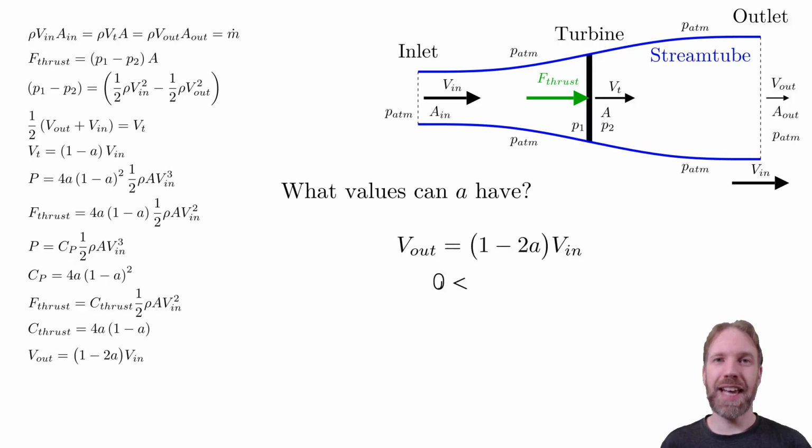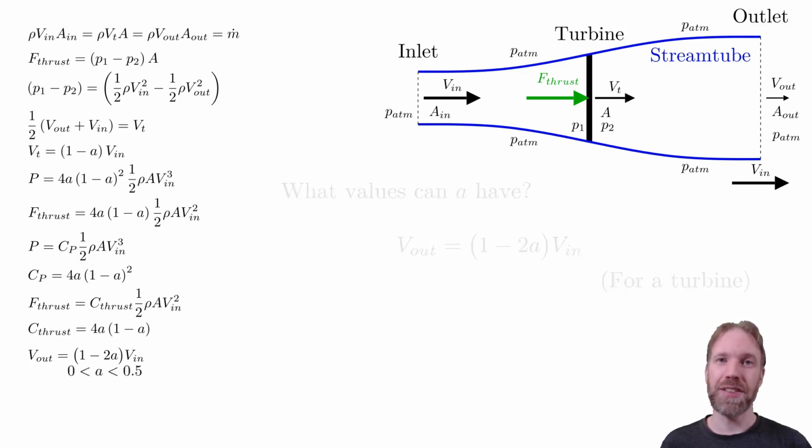We can see that if A is larger than 0.5, we would have negative wind speed at the outlet. In that case, we cannot have a stream tube as shown in the figure. Hence, the model becomes invalid. This gives the condition that A should be between 0 and 0.5 in this model. Values smaller than 0 would make the turbine into a fan. Values larger than 0.5 are possible, but we need another model to describe it.